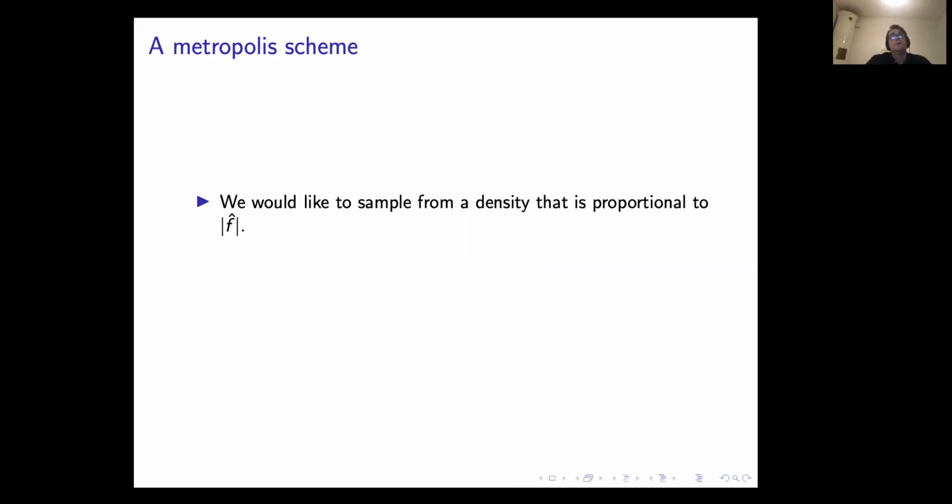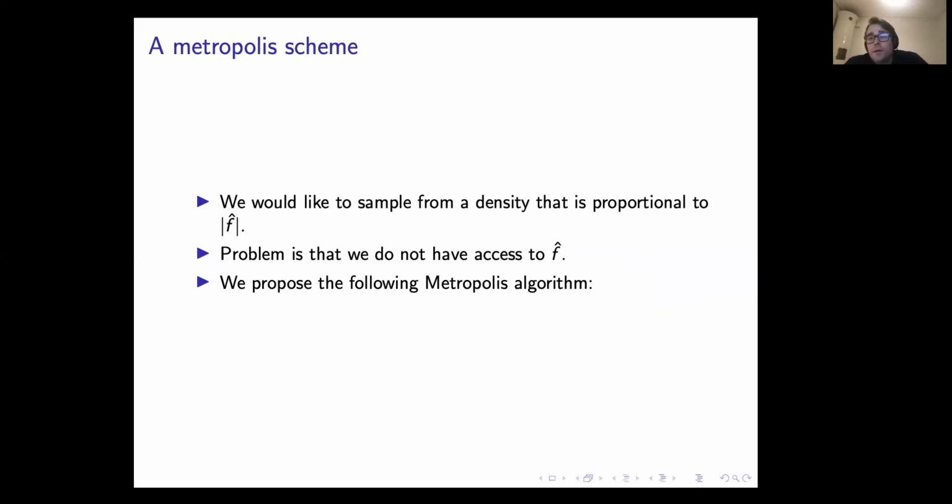Okay, so we would like to sample from a density that's proportional to the absolute value of f hat. Of course, that's not doable because in general we don't know f hat. Knowing f hat is the same as knowing f, and that's really what we're trying to reconstruct. So we don't have access to f hat, so what do we do? Well, we propose the following Metropolis algorithm.